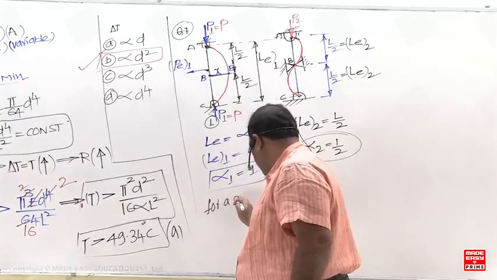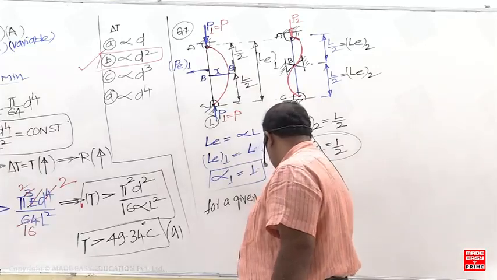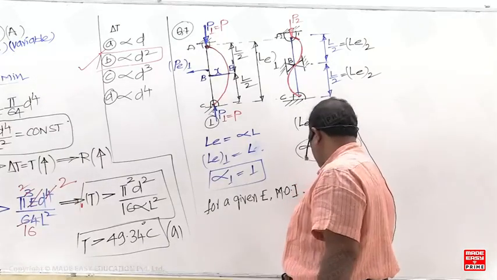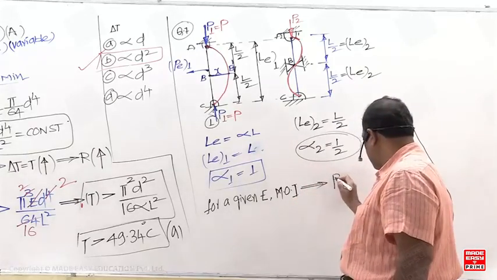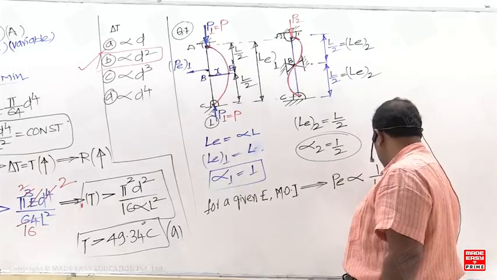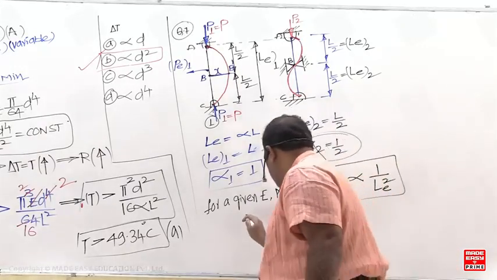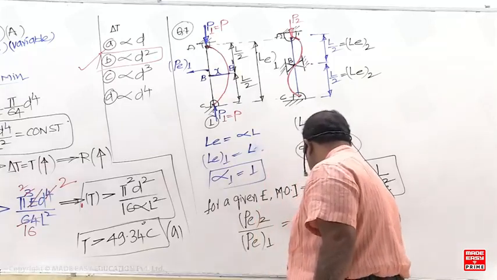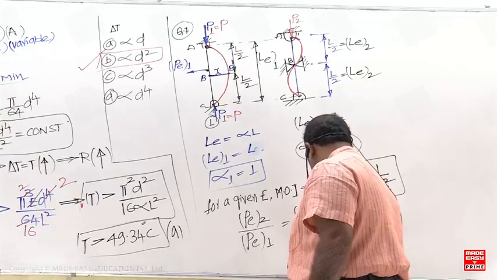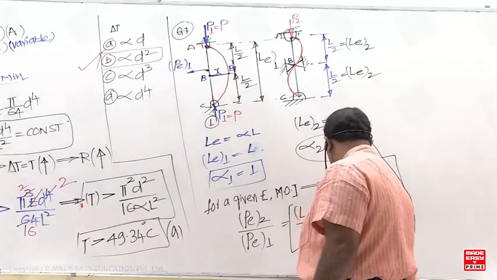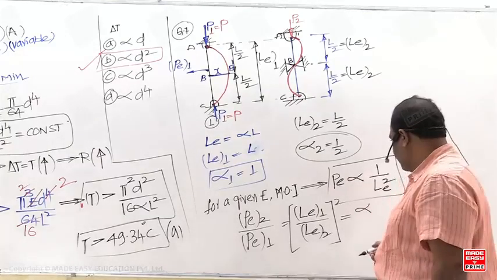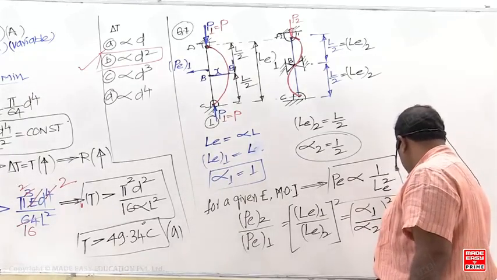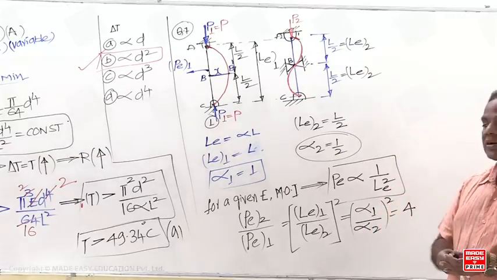For a given E and given moment of inertia, buckling load is inversely proportional to L_e squared. So P_E2 upon P_E1 is the ratio of alpha 1 by alpha 2 squared, which will be 4. So the buckling load is increased by 4 times.